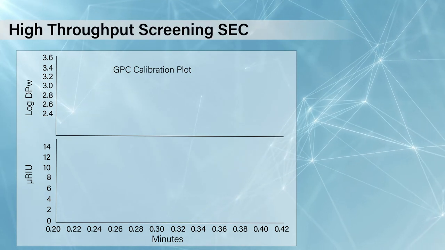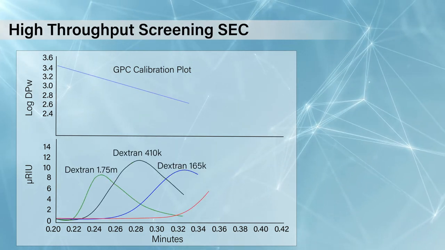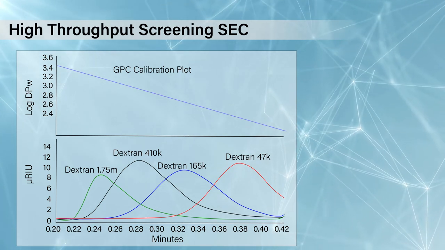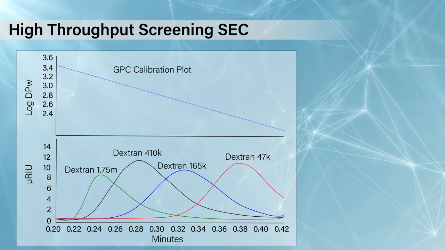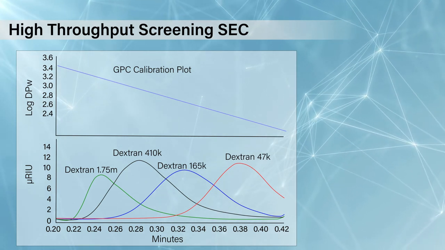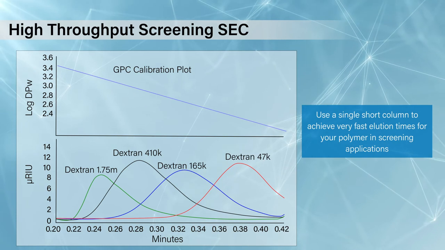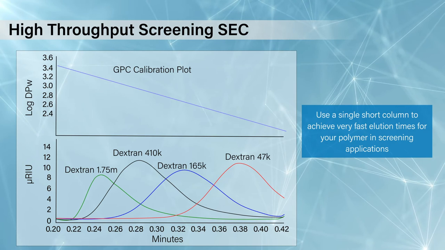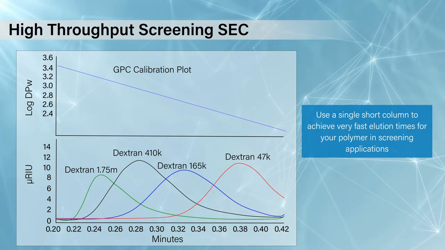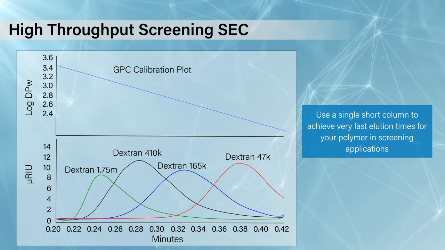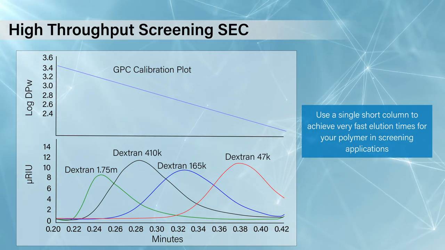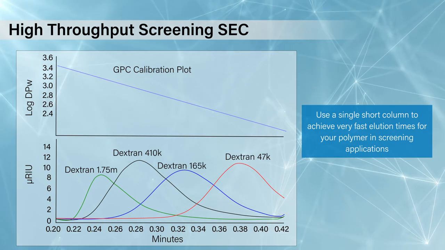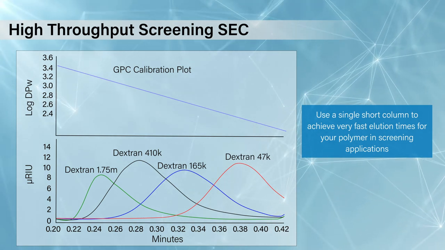Looking at high throughput, here's an example of a dextran calibration curve. Just a 4-point calibration curve, so we're talking high throughput. We're going for throughput over maybe the accuracy and precision. And this is just a single short column, and you can have this calibration over an order of magnitude, from a low end of 47,000 all the way up to a couple of million. That's all done within 0.5 minutes. So extremely high throughput capabilities here.